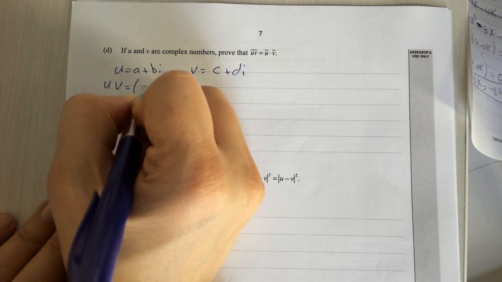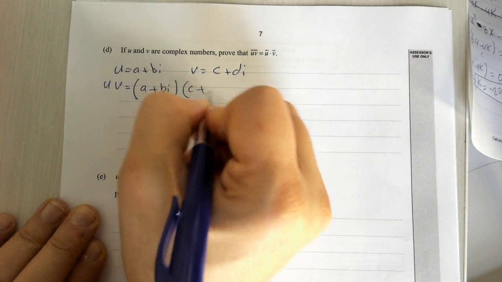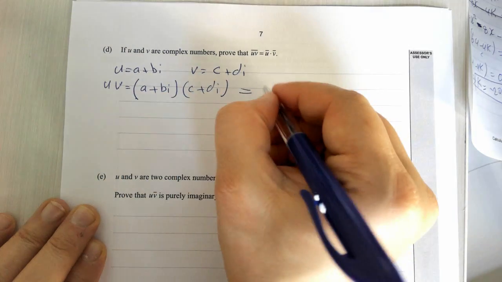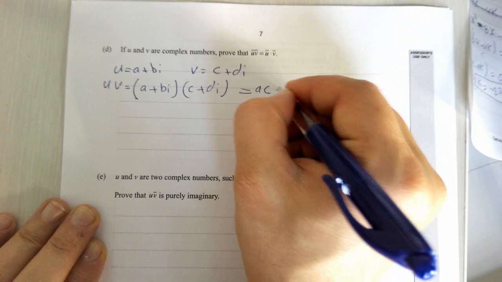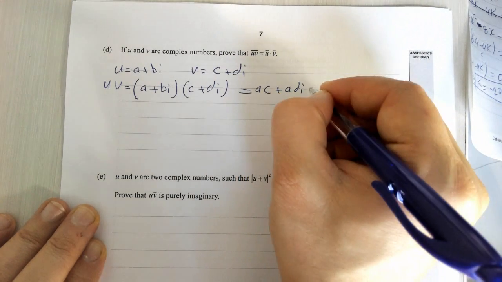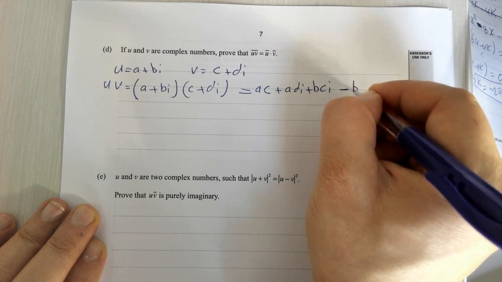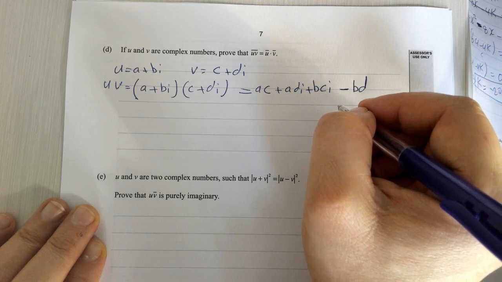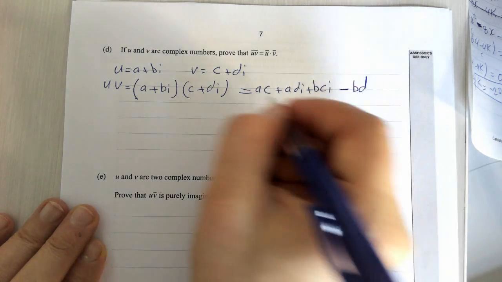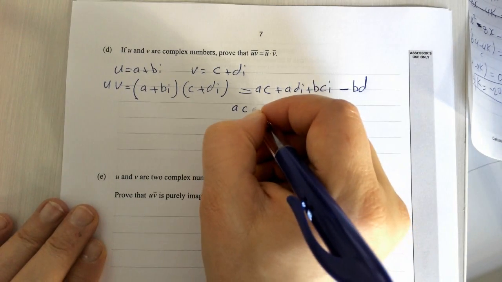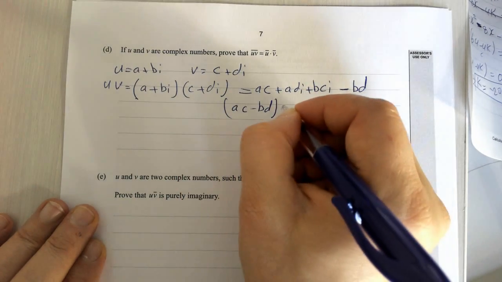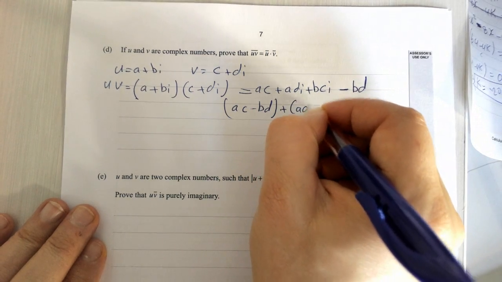Now you're going to multiply them together first. So you will have a plus bi multiplied by c plus di. Now multiply them, and you will end up with ac plus adi plus bci minus bd. Okay, now make the real parts together and the imaginary parts together.